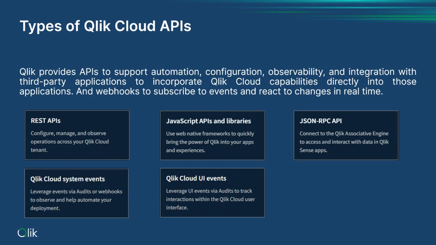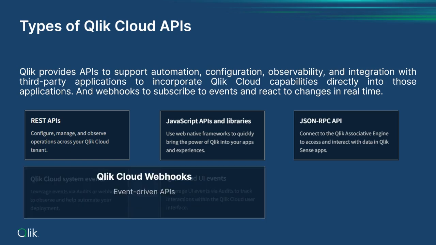Let's explore now the types of Qlik Cloud APIs. This is a technical overview. Qlik offers a rich set of APIs designed to support various use cases, including REST APIs for managing and observing Qlik Cloud, JavaScript APIs for embedding visualizations and capabilities in third-party applications, the Qlik Engine API for interacting directly with the Qlik Analytics engine, and webhooks for consuming real-time event notifications and automations.